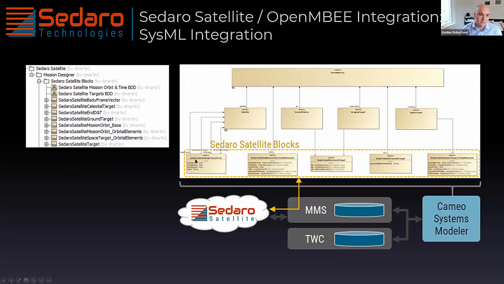But this one's for spacecraft body frame vectors. This one's the orbital elements of our satellite. This is the location of our ground station. This is our celestial target, the sun, which is driving some of the operational mode dynamics and pointing of our satellite. And then another satellite involved in the mission is defined over here. So we have these Sedaro Satellite blocks integrated, and they're serving as that patch panel and establishing a connection to Sedaro Satellite via MMS. So Cameo Systems Modeler via their MDK talks to MMS, and we exchange data with the MMS repo.